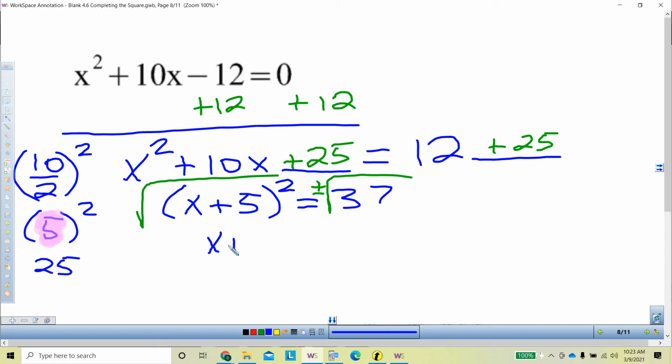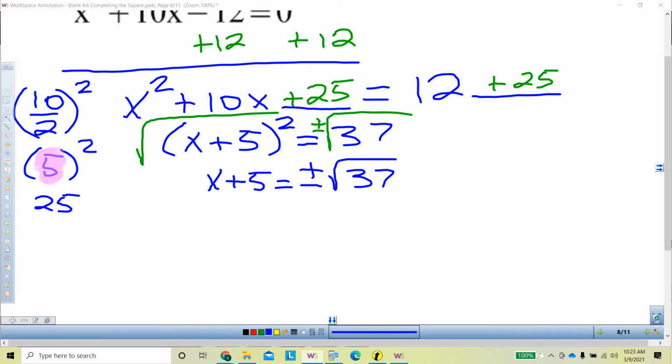Right, so I get x plus 5 equals plus or minus square root of 37. 37 is a prime number. Right, so the only numbers that multiply to give you 37 are 1 and 37. Good exercise we've done in the past is to try to list prime numbers as fast as you can.